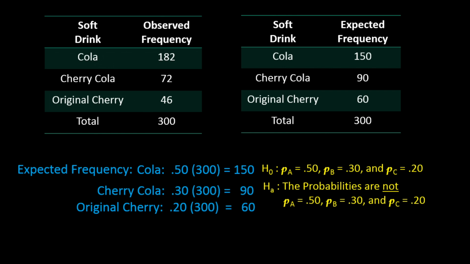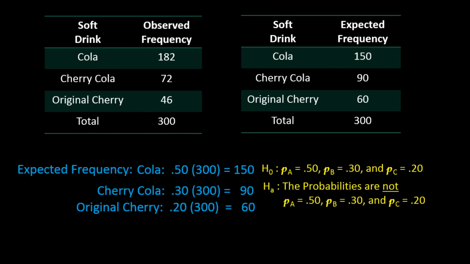0.3? And finally, for the original cherry, we expected 20% of the purchases, or 0.2 times 300, which is 60 of the purchases, to be for original cherry. But the sample shows only 46. So now we have to see if that is a large enough difference between what's observed and what's expected for us to no longer believe the null hypothesis. And that is where hypothesis testing plays a role.